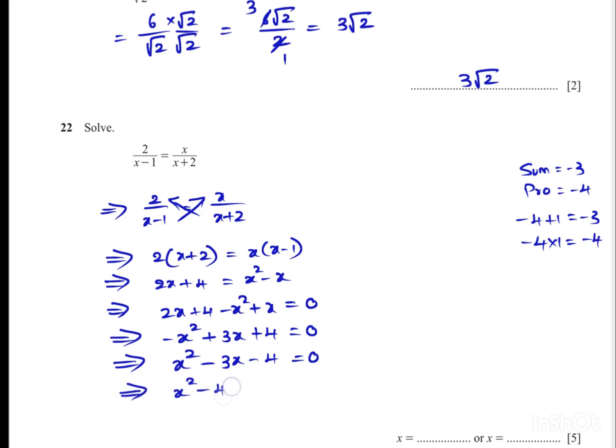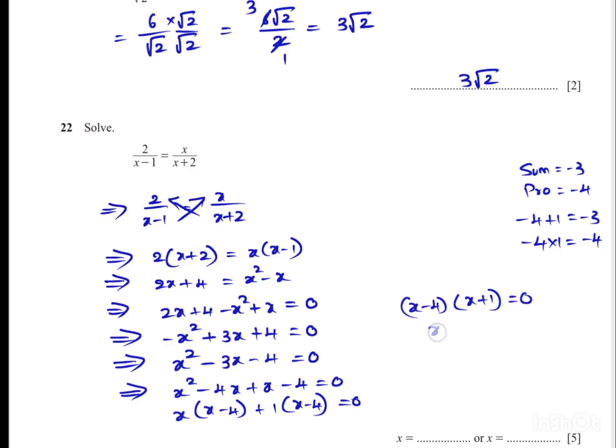x square minus 4x plus x minus 4 is equal to 0. x into x minus 4 plus 1 into x minus 4 is equal to 0. Then you can continue here. x minus 4 is common and x plus 1 is the other factor. So therefore x will be 4 or x will be minus 1, because x plus 1 is 0, x will be minus 1. 4 and minus 1.